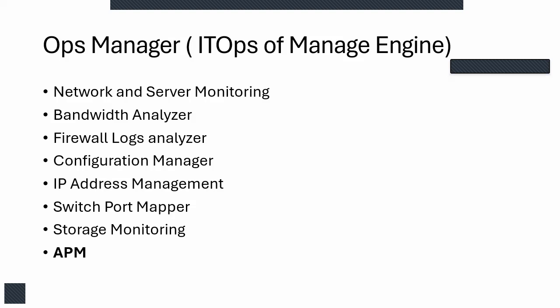If any kind of configuration change happens on such devices and you have enabled monitoring on that particular configuration, it will generate an alarm. So this is what the configuration manager does: it alerts you when there are configuration changes in your network devices. Now the next one, IP address management. This is clear from the name.